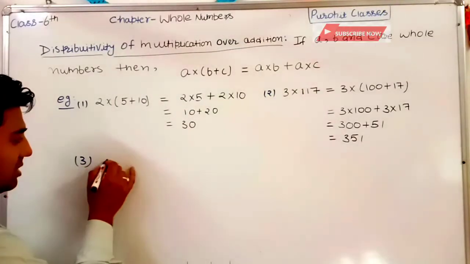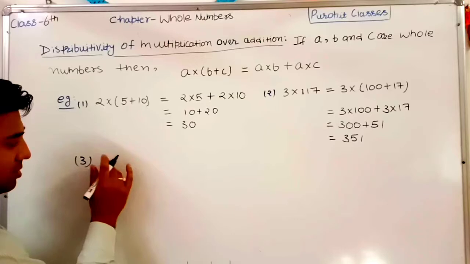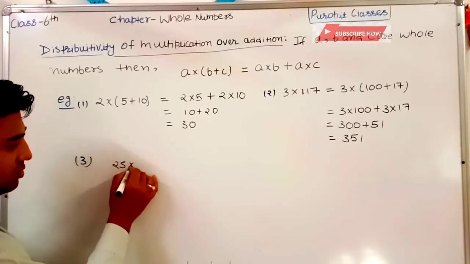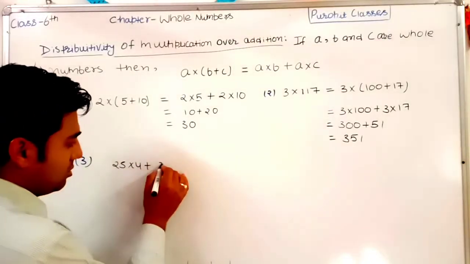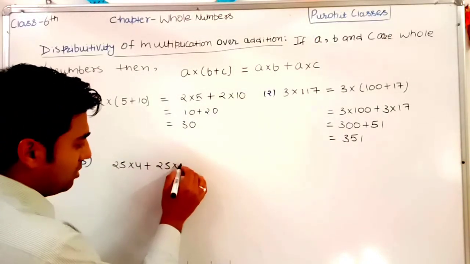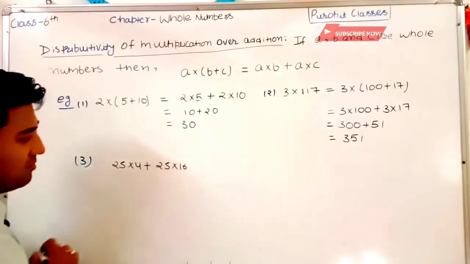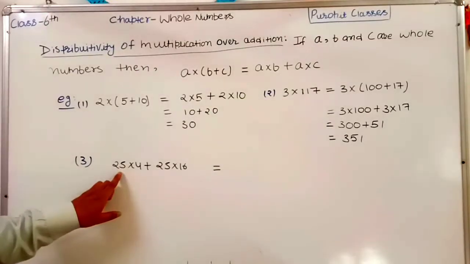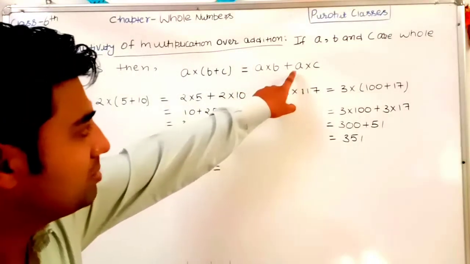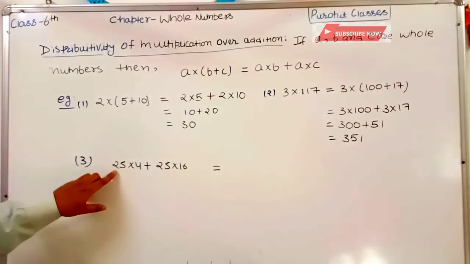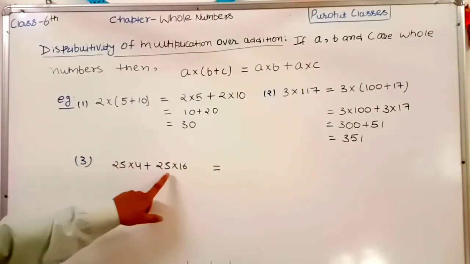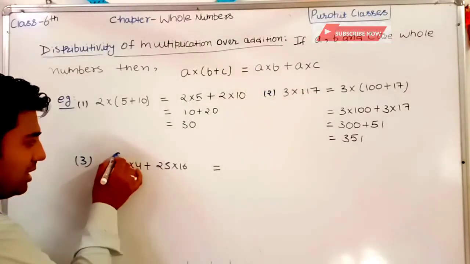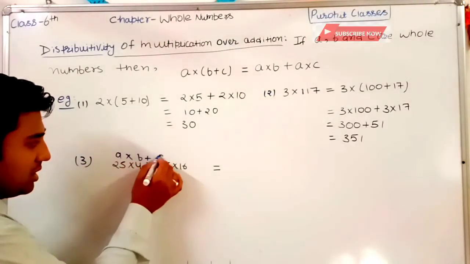Besides this, one more example I am telling you, this will be the third one. Suppose we have to calculate 25 into 4 plus 25 into 16. How will we do it? Pay attention here: this is just equivalent to a into b plus a into c, because two terms are the same here. Here is 25, here is also 25. As you will see, it looks like a into b plus a into c.